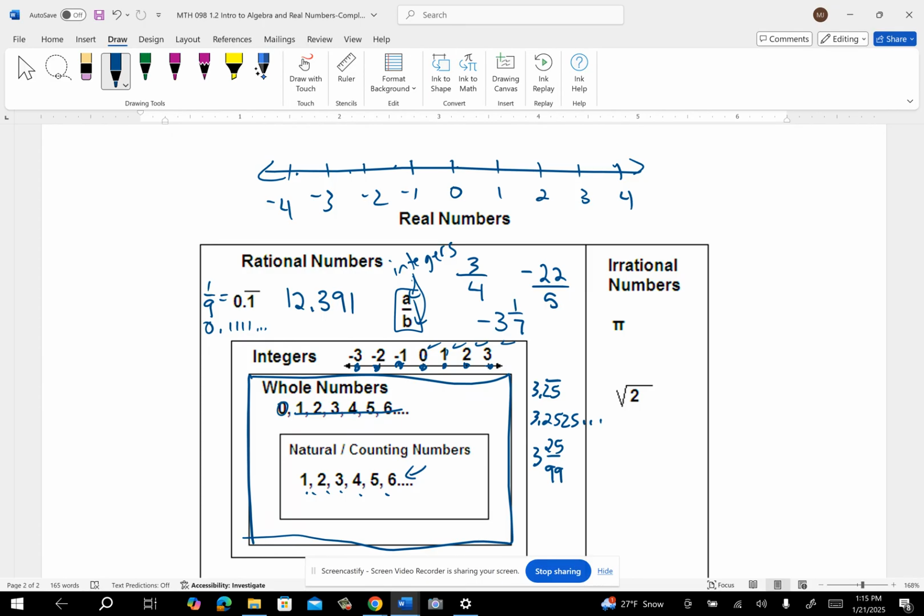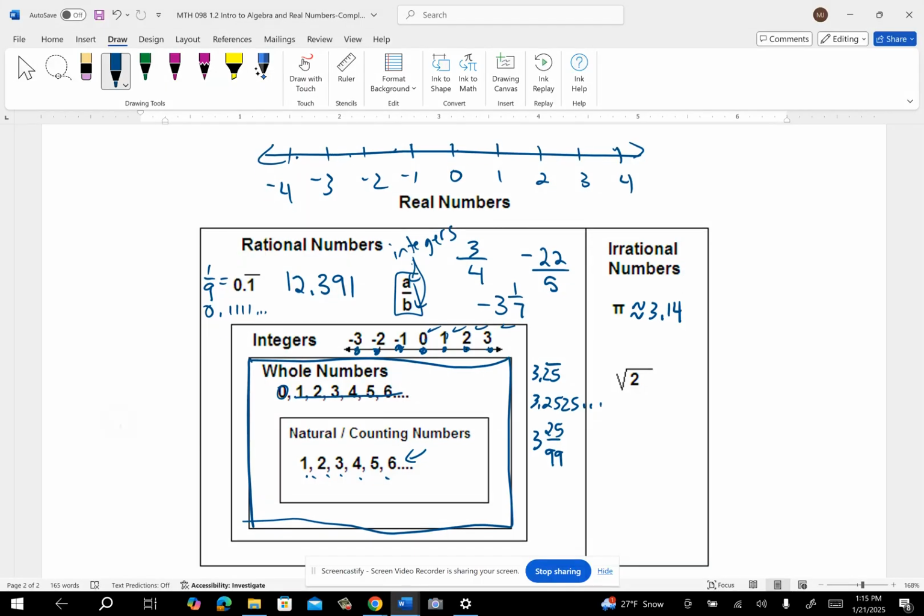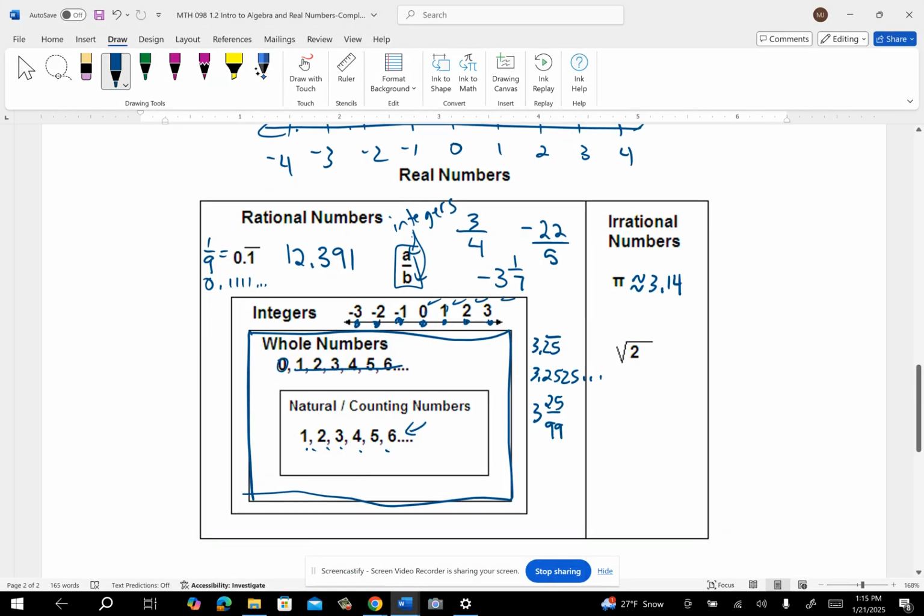Irrational numbers are a little weird. They're like pi. Pi is really approximately 3.14, but in reality, it's a decimal that would go on forever and never terminate, and it would not have a block of digits that's getting repeated. Same with square root of 2. If you did square root of 2 on your calculator, I think it's like 1.41, approximately, okay?